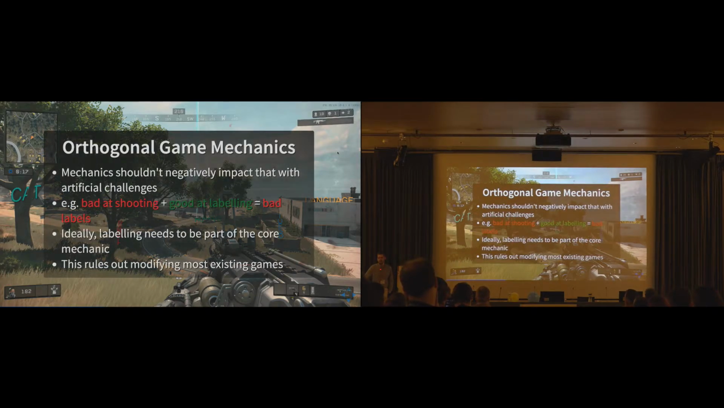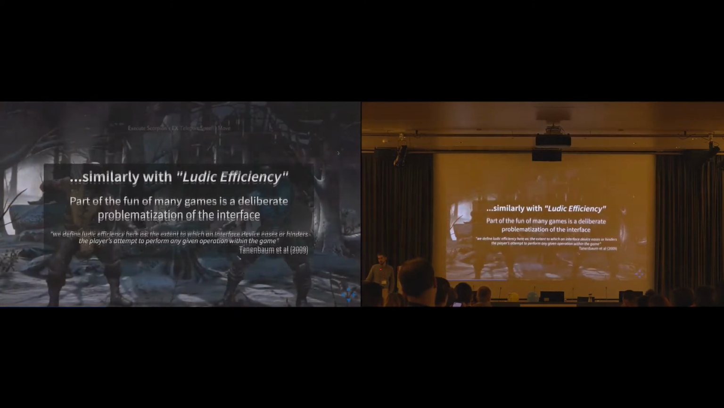For example, here, they could shoot at the labels. But the problem we run into right away here is orthogonal game mechanics, where shooting at labels and being good at labeling don't necessarily match up. If the player is bad at shooting, but is actually capable of providing us with good labels for our text, we will still end up with bad labels, as the core mechanic is not actually text annotation. So this rules out modifying a lot of existing games.